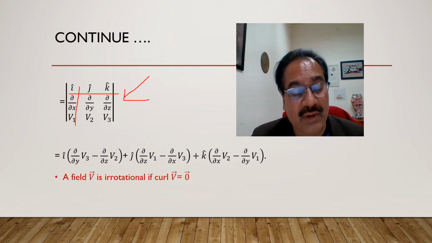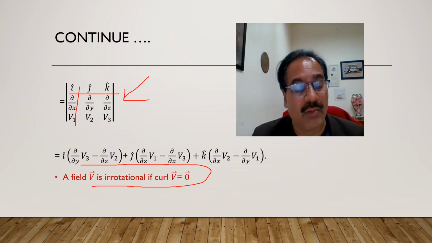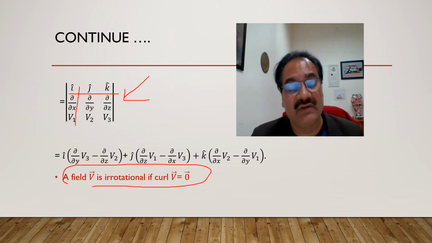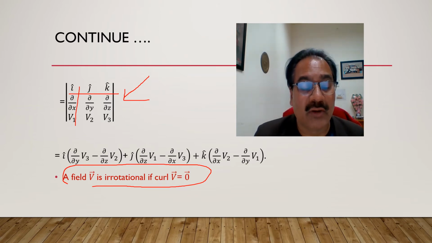A vector field v is irrotational. This is a very important property. If curl of v is equal to the null vector, then the field is called irrotational.